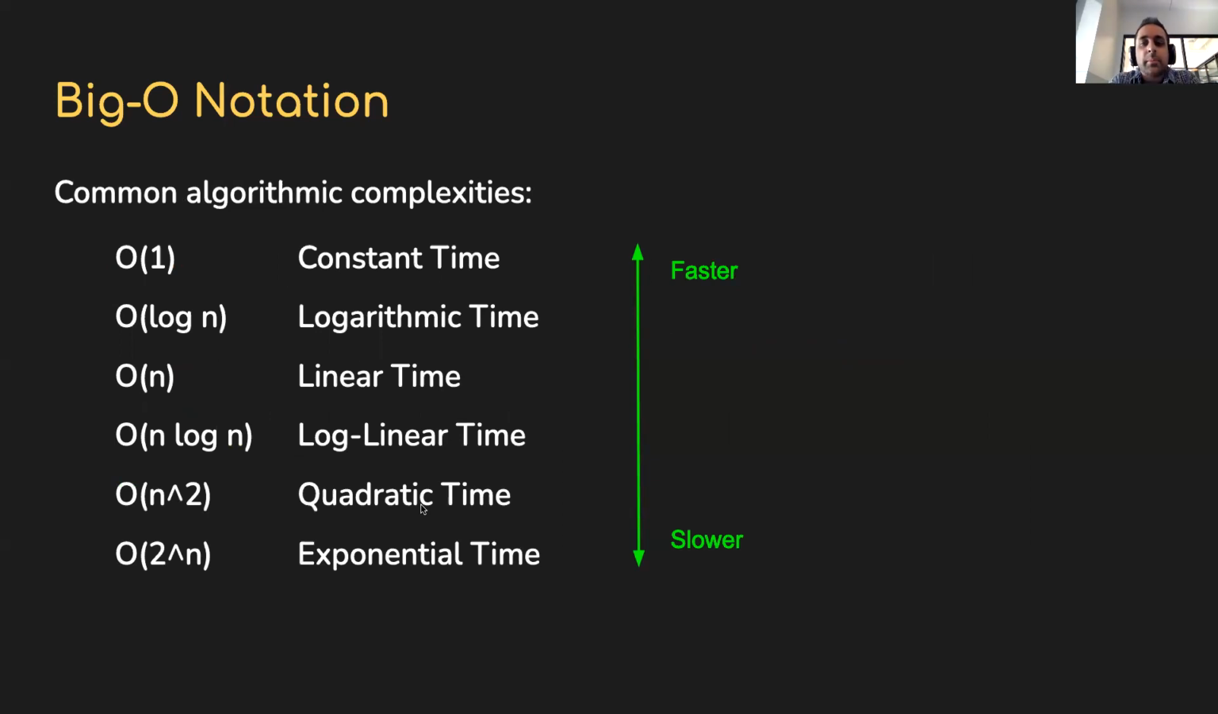So there are various time complexities. The list here is not exhaustive, meaning there are definitely other types of complexities. You can combine all these together depending on how your algorithm is structured. But these are the main ones you'll come across. We'll start with big O of one, also known as constant time. And then we go all the way down to exponential time. The further you go down, the slower and slower your application goes. So you want your time to be minimized, obviously.